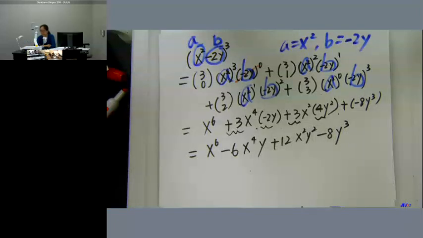All right. So that's how you use the binomial theorem for an algebra question. Okay, questions? So it's about 20 minutes.